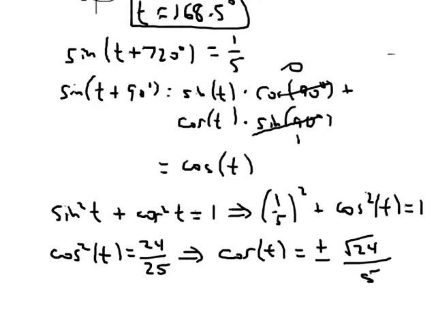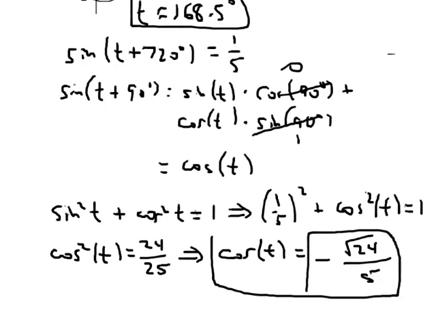So I get an answer that's plus or minus. Which one is it? Well, remember this is a second quadrant angle, and we know that in the second quadrant the cosine has to be negative. So I know for a fact that in this case the cosine is negative square root of 24 over 5, and because of this calculation that I did using my sum formula, I know that that's the same thing as the sine of t plus 90 degrees.